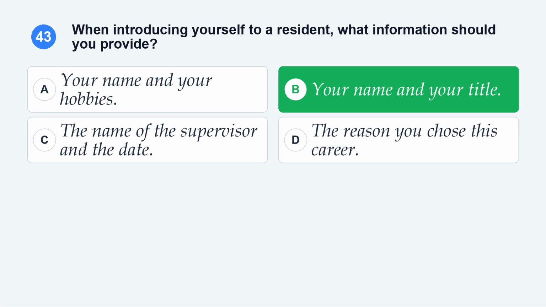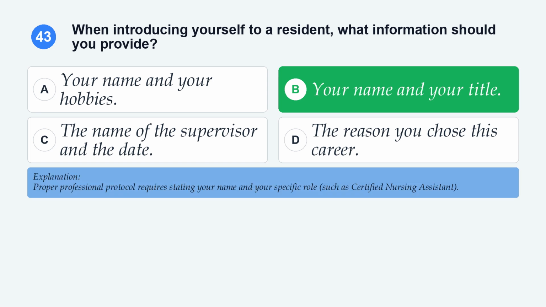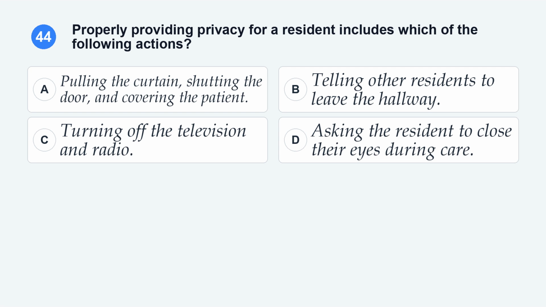The correct answer is option B. Your name and your title. Explanation. Proper professional protocol requires stating your name and your specific role, such as certified nursing assistant. Question 44. Properly providing privacy for a resident includes which of the following actions?